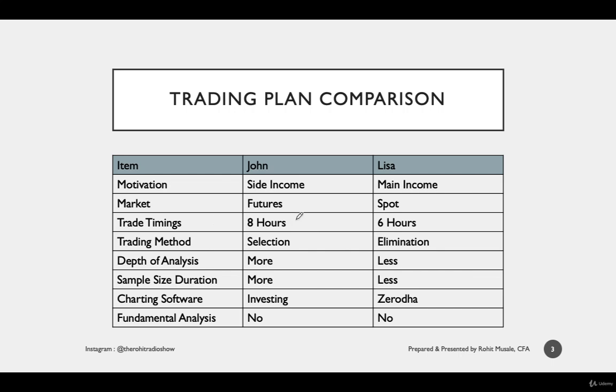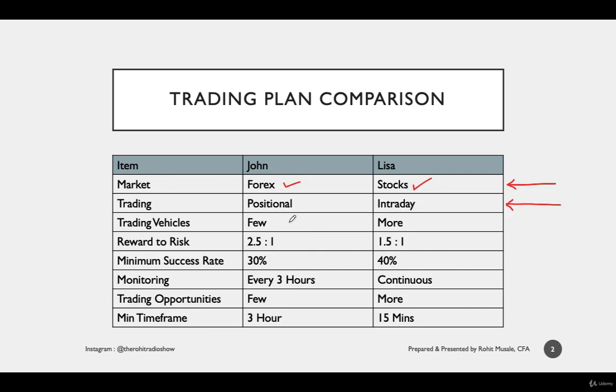Now, if you see for John, the number of trading vehicles available are less. He is basically trading only 4 markets, and even in those 4 markets the INR is the common denominator. So you have to go in depth as far as analysis is concerned.